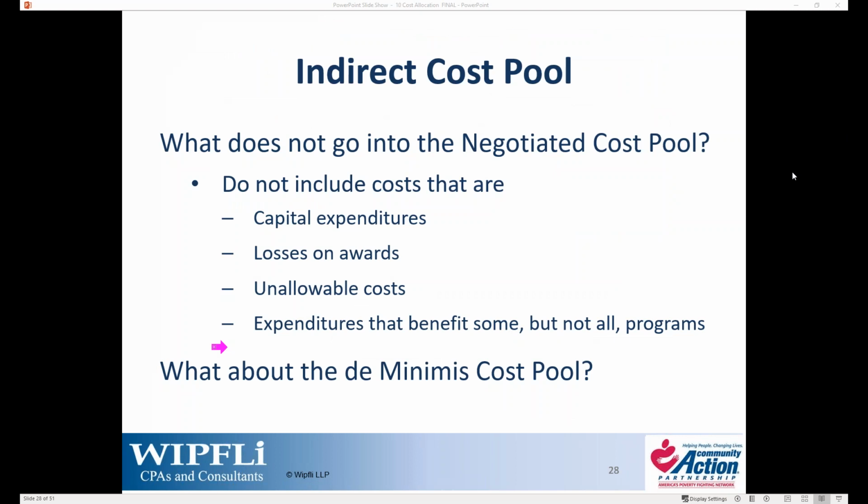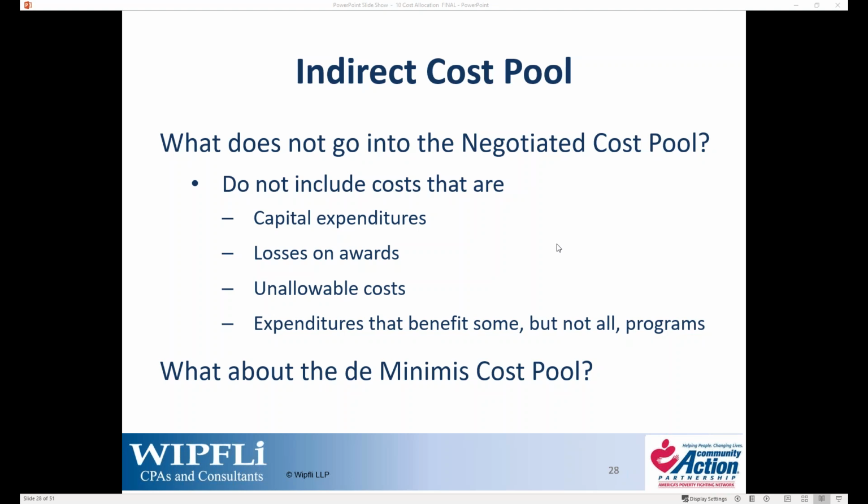What does not go into your pool? Capital expenditures do not go in your pool. Losses on awards do not go in your pool. Unallowable costs do not go in your pool. And expenditures that benefit some programs but not all do not go in your pool. So that's what goes into the negotiated pool.